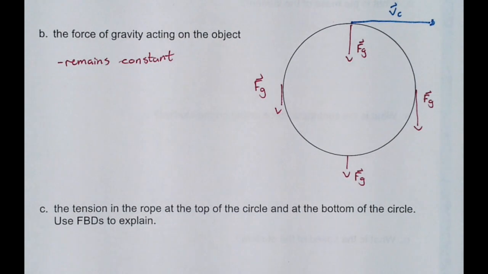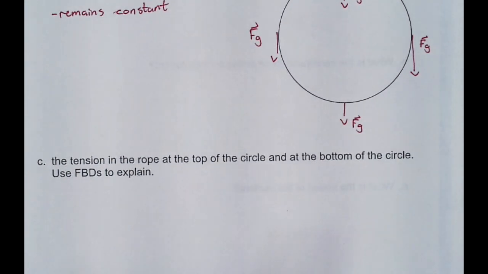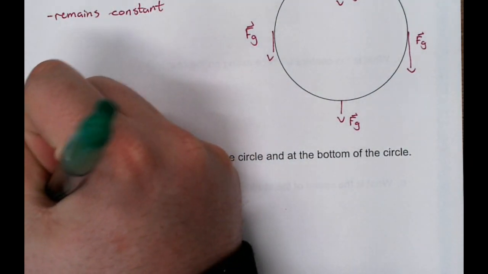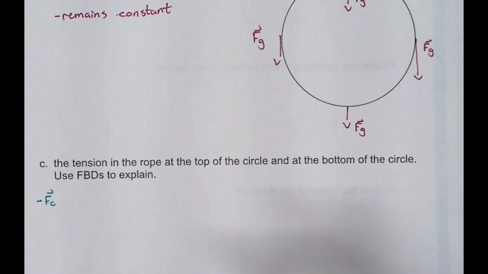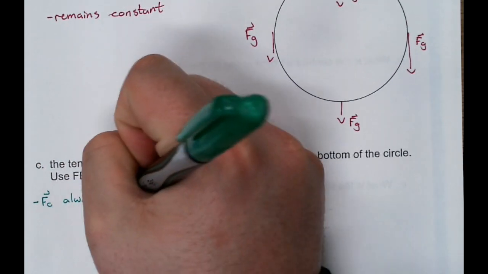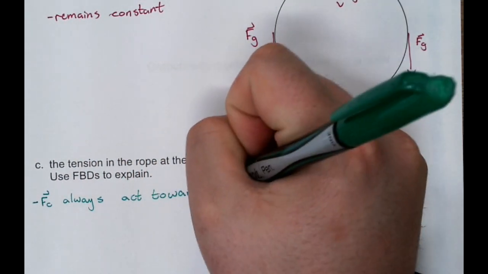The last thing we want to know is what is the tension of the rope at the top of the circle and at the bottom of the circle. So we want to use a free body diagram to explain. So centripetal force, just like we had in horizontal, is always going to act towards the center of the circle.